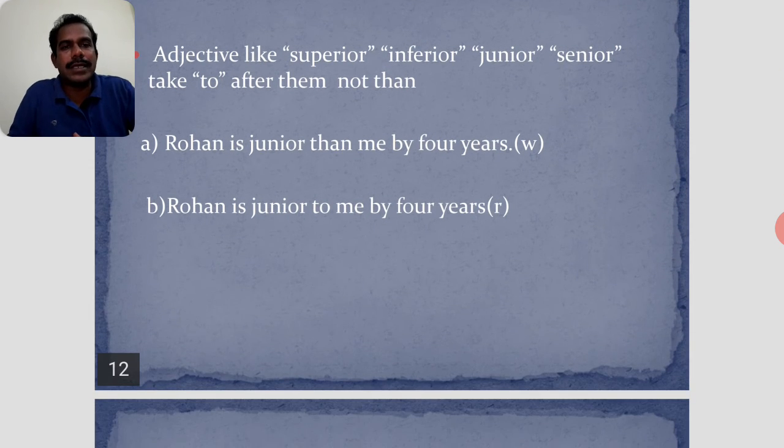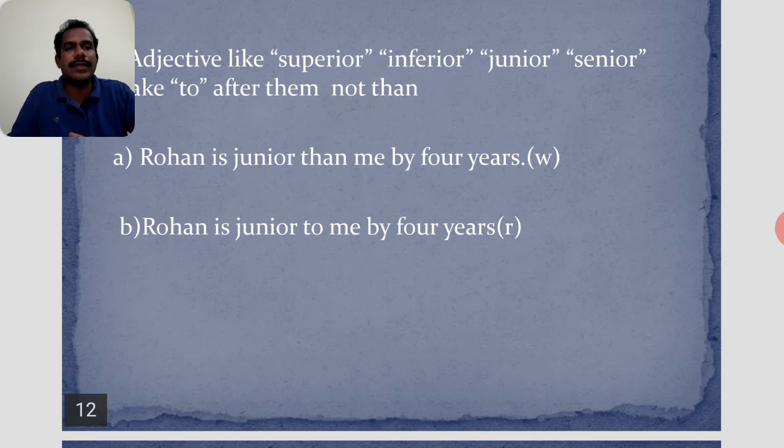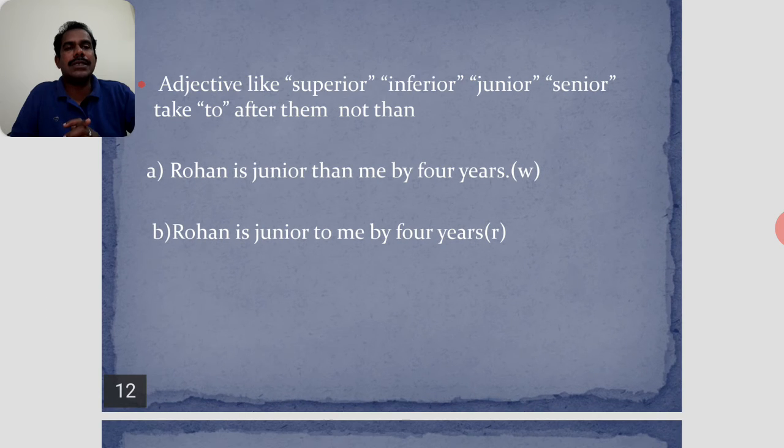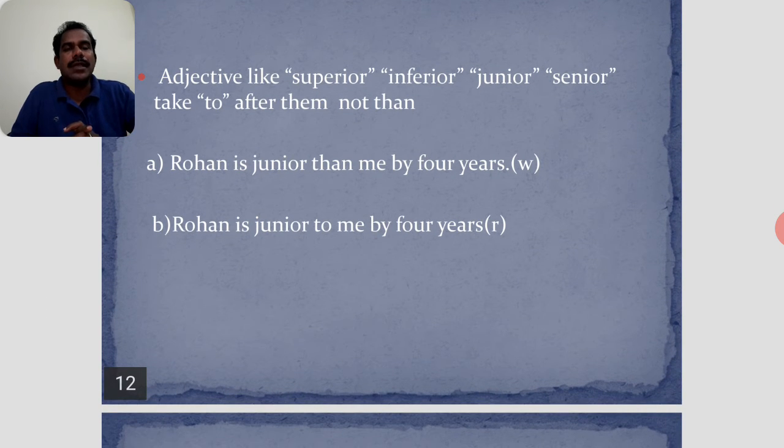Next, Rohan is junior than me 4 years. Here, with junior and senior, one fundamental rule is there. Adjectives like superior, inferior, junior, senior take "to" after them. Superior, inferior, junior, senior, these are the things. After these we have to use "to". Rohan is junior to me by 4 years.